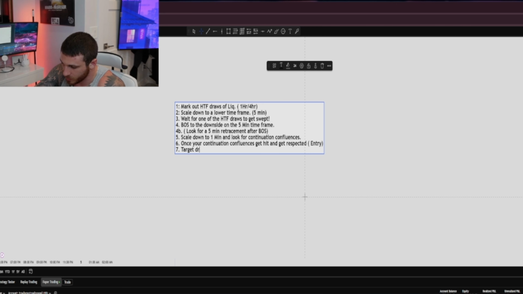Target draws. Target draws on liquidity, right? So what could we target? Let's put this in parentheses. You could target the 5-minute lows or highs, 15-minute lows or highs, or 1-hour and 4-hour draws.